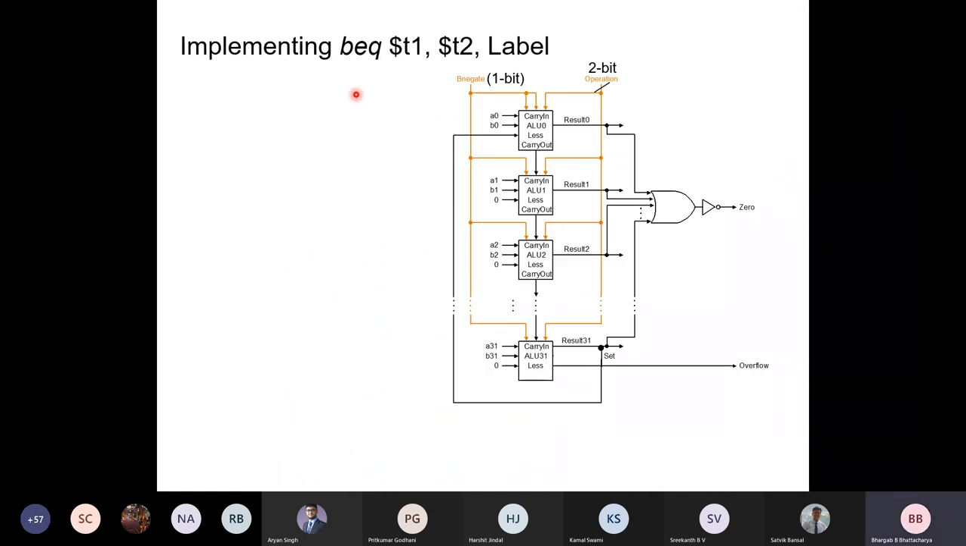So now, suppose I want to implement this branch EQ T1, T2 label. So how would I do that? Again, I need to do subtraction. And if this is 0, that means all the sum bits will be 0. Okay, so very simple. Just tap all the sum bits, use an OR gate here. If all of them are 0, then the output of the OR gate will be 0, and I use an inverter here so that this 0 line would be set to 1.